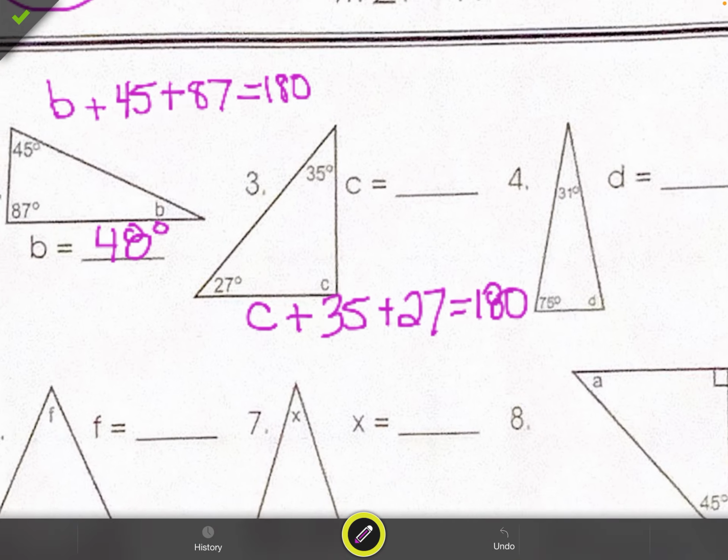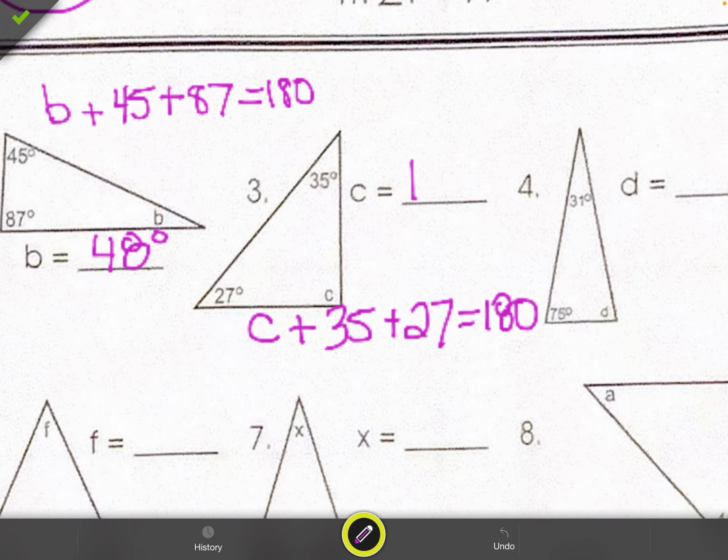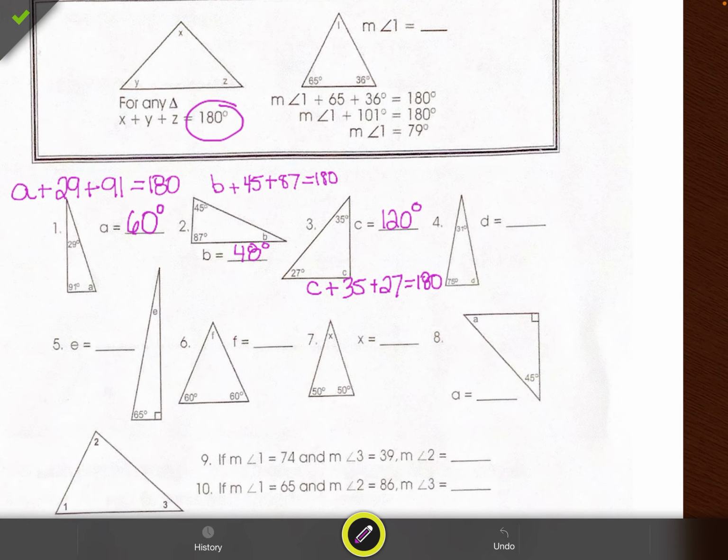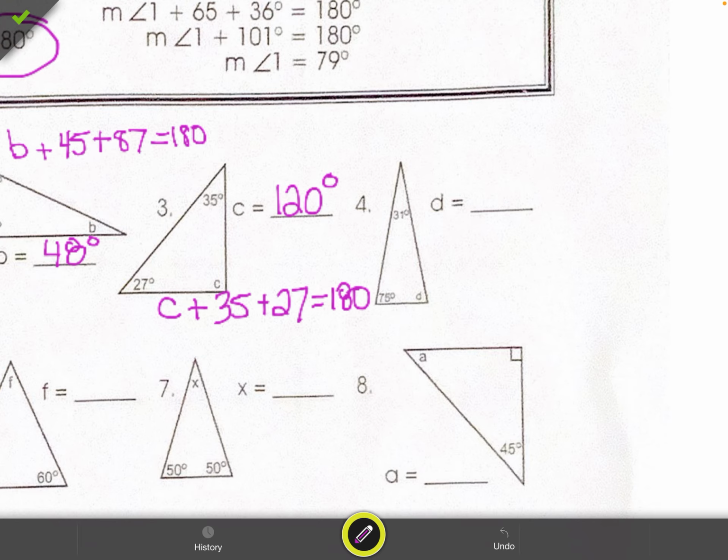So that missing angle, even though it doesn't really look like it the way they drew it, is 120 degrees. All right, number four. First angle plus second angle plus third angle. Notice I keep saying that so I don't forget one. They have to add up to 180.